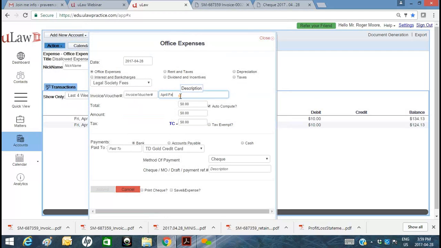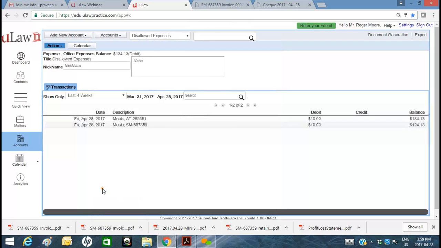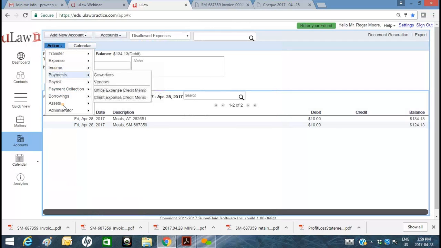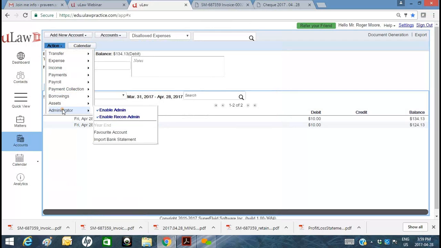April fees, say $100. $13 tax is what you paid. Paid through your credit card again. Very busy card for that month. That's how you just recorded a legal fee. If you wanted to record, let's say, stationery, it's the same thing. And you've basically done that as and when that transaction happened.